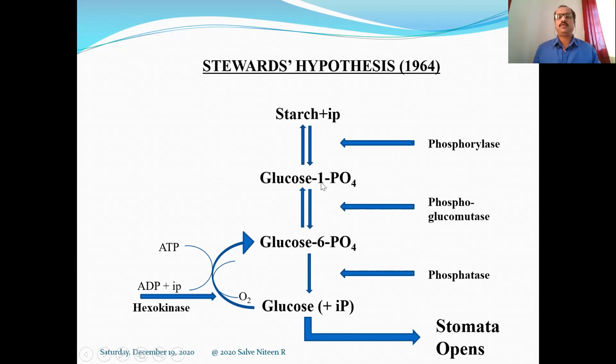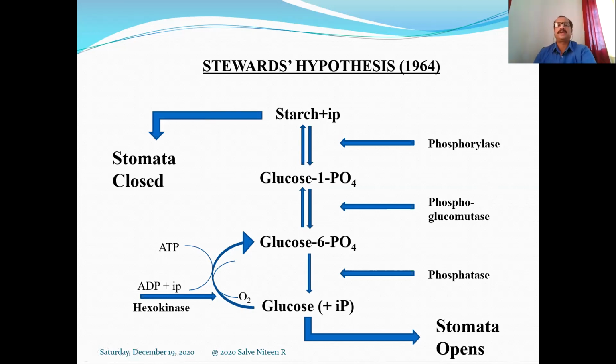Then what happens? This glucose 1-phosphate is again converted into starch with the help of the same enzyme, phosphorylase. So this is a phosphorylation reaction. These all reactions are going on when the pH is acidic and when there is dark condition, night condition. So starch is synthesized again during night time, and it is present inside the guard cell. And as starch is an insoluble sugar, it decreases the osmotic concentration of the guard cell. And then by subsequent events, stomata becomes closed during night time.